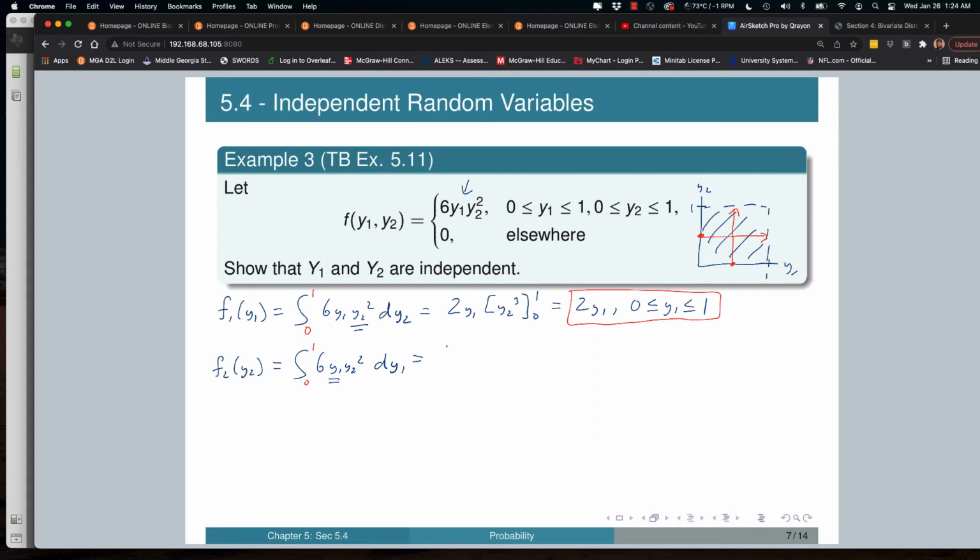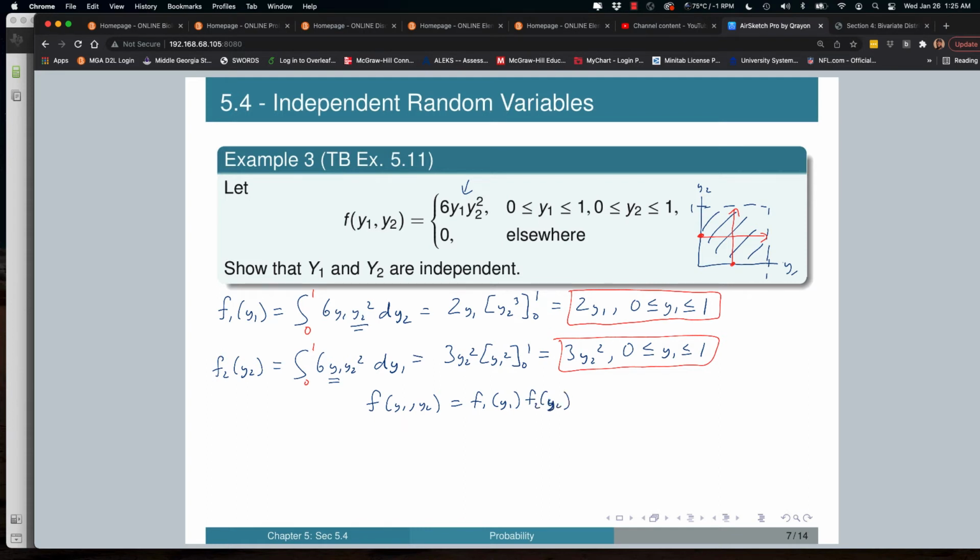Anyway, that's going to be y sub 1, so this should be 3 y sub 2 squared with y sub 1 squared evaluated from 0 to 1. Oops. So that just becomes 3y sub 2 squared when y sub 2 is between and equal to 0 and 1. So now that we've got those, we can finish this up. And again, we're just trying to show that f of y sub 1 and y sub 2 is equal to the marginal distribution functions multiplied together.